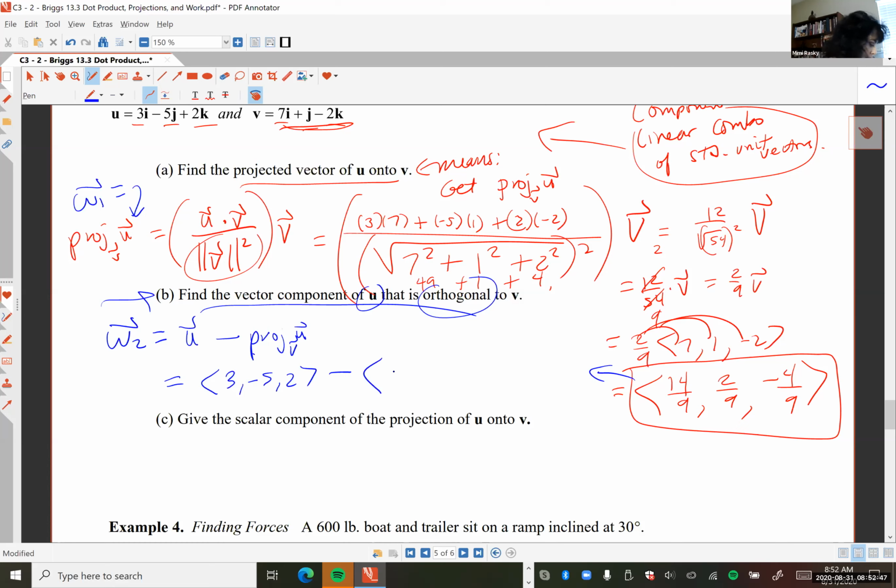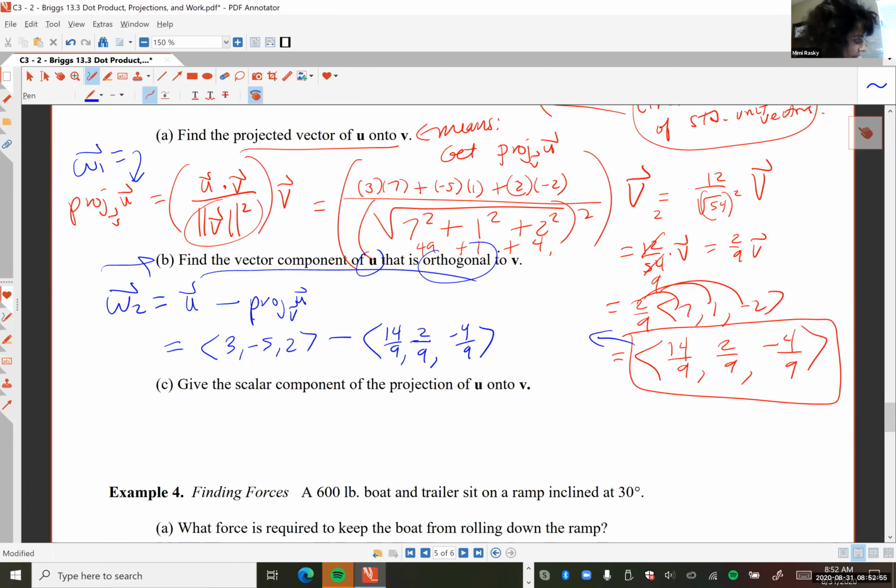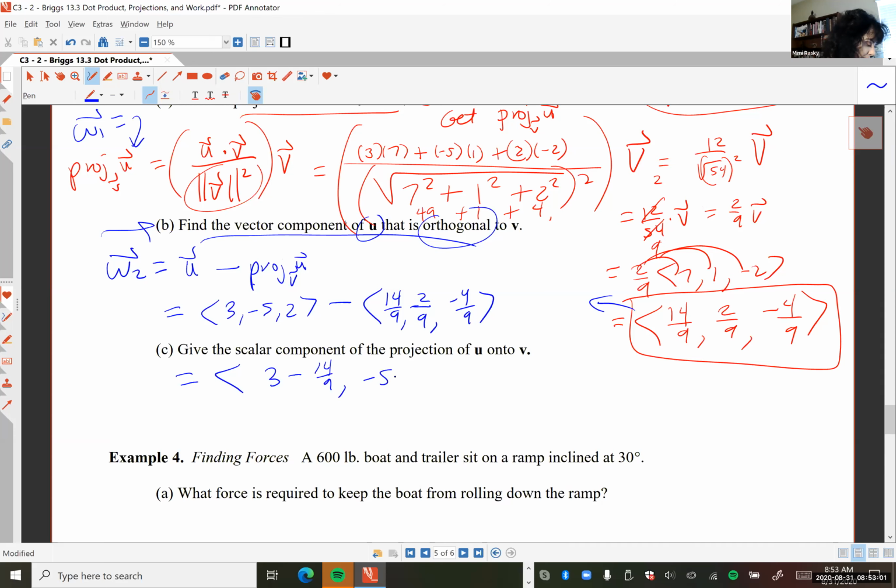I know we have weird numbers, but we've got minus 14/9, 2/9, and negative 4/9. And then, of course, don't ever give me decimals. I'll dock you points bad. So this is going to be the vector 3 minus 14/9, negative 5 minus 2/9, 2 minus negative 4/9. Put it all together, do the arithmetic, and you get these weird fractions. 13/9. I think that's negative 47/9, but I can't read my own handwriting.